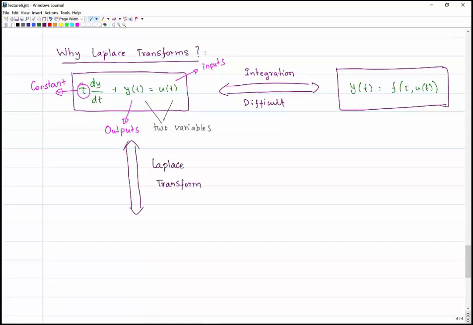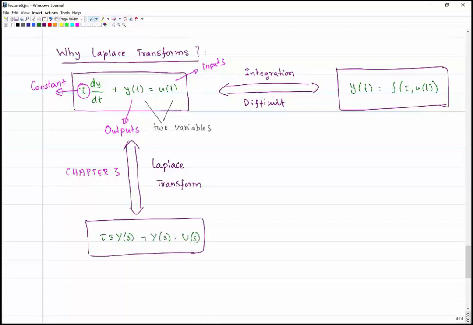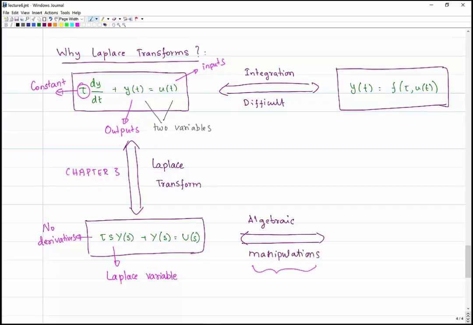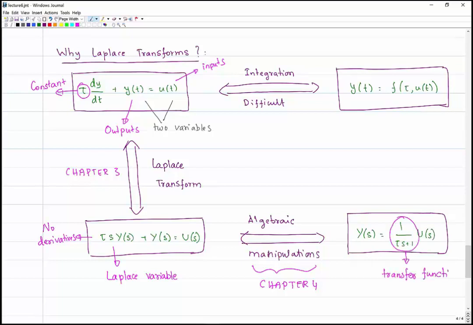Once we use Laplace transforms, the differential equation is going to be converted into an algebraic equation with no derivatives at all. Now in this case, the first order differential equation became tau s times Y(s) plus Y(s) equal to U(s), where s is the Laplace variable. We're going to be using these algebraic equations with Laplace variables, performing some simple algebraic manipulations. We're going to see that in Chapter 4, and arrive at an entity called transfer function. A transfer function is a relation between Y(s) and U(s).